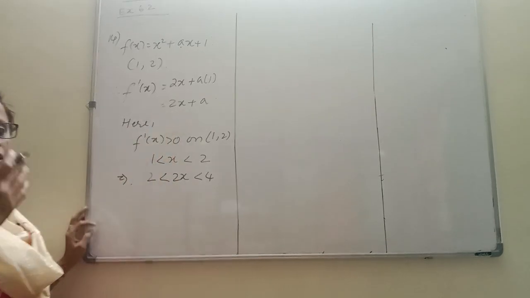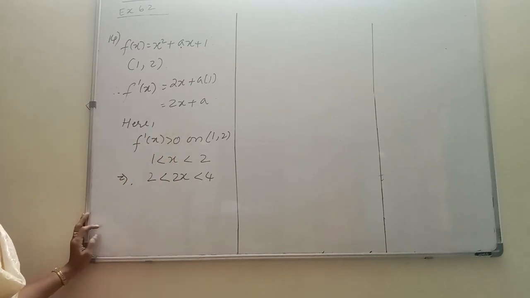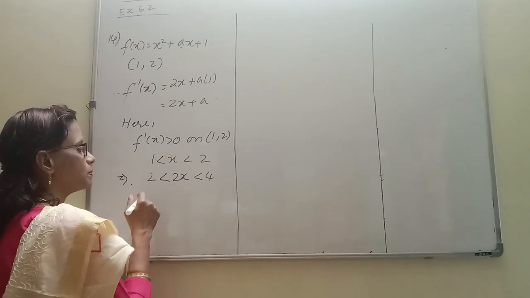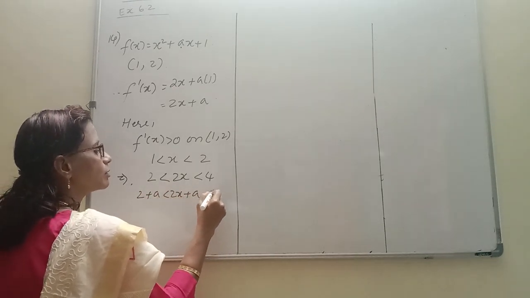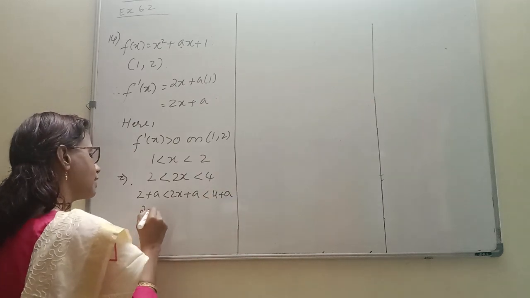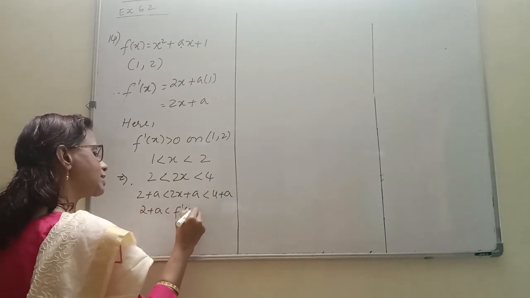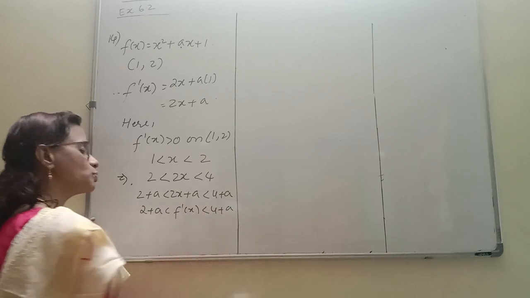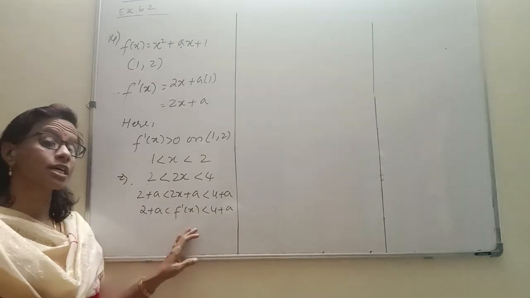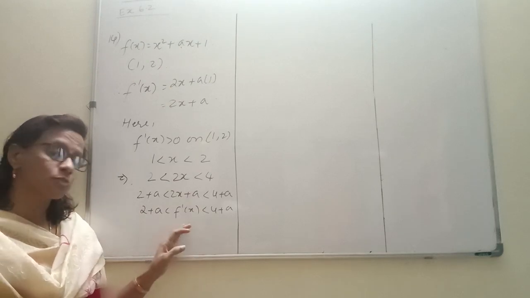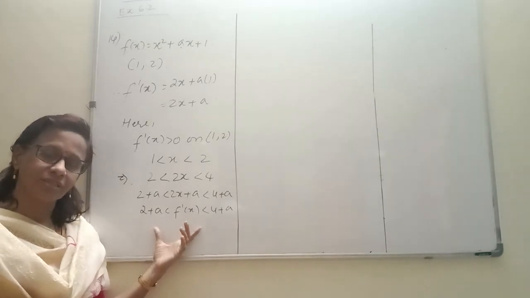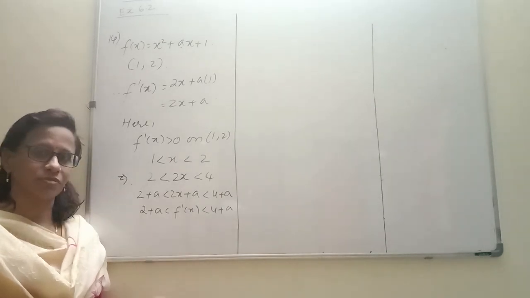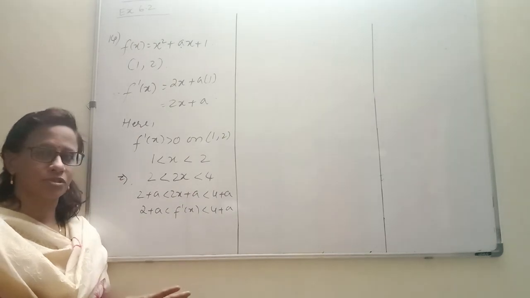Since we have to get f dash x, which finally is 2x plus a, let's add a to all the parts. So you get 2 plus a, 2x plus a, and 4 plus a. Indirectly, f dash x on this interval is lying between 2 plus a and 4 plus a. So that's clear to us. f dash x is positive, right? Because it's increasing, automatically the bounds have to be positive. The upper and lower bounds have to be positive because f dash x at every point is positive.